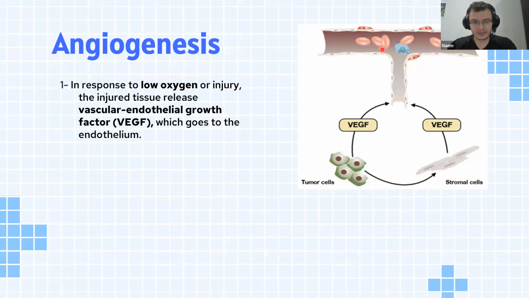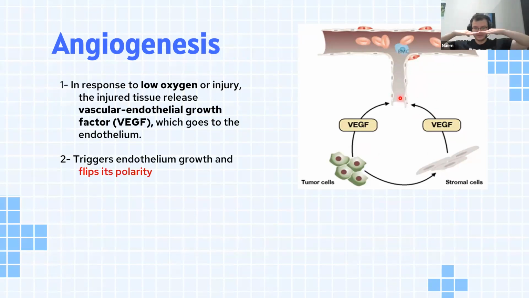First of all, the tissue that is injured, basically low oxygen injury, or what we call hypoxia, it will release this hormone. So let's see the stromal cells, okay? They don't have any vessels around them. So they release VEGF, or vascular endothelium growth factor, which will go to the endothelium of the blood vessel, okay? Now, what will it do?